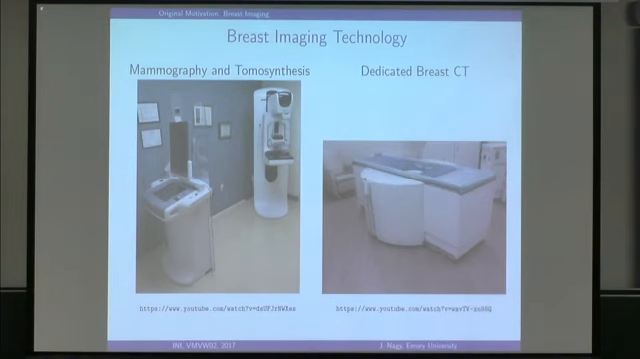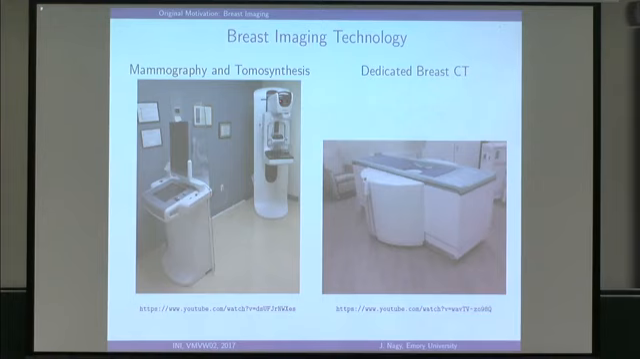All right, so here are two machines that were at Emory. I say were because this machine is now in the Netherlands. But this is a typical situation that you would see for mammography or tomosynthesis. So this is where the technician stands. The patient stands up against this machine, and there's a compression plate here. There's an X-ray source up here, and then, of course, a detector.